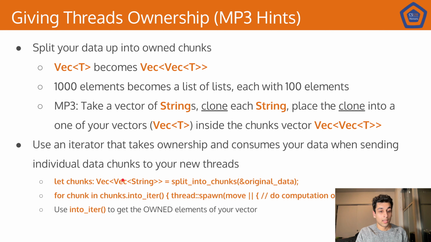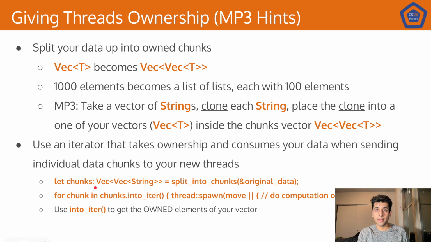Okay, and then we're going to ask you to create threads with that. So use an iterator that takes ownership and consumes your data. So you'll use this into_iter function to take ownership of this outer vector. This outer vector is generated from your split into chunks function. And then you'll spawn a thread for each chunk, give each thread a separate chunk, do that computation within the thread, and finally use the sender and receiver pair to send this computation result back to the main thread.